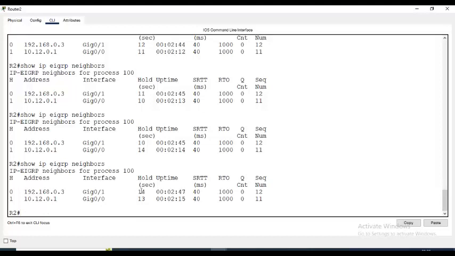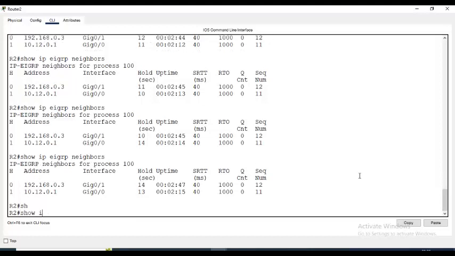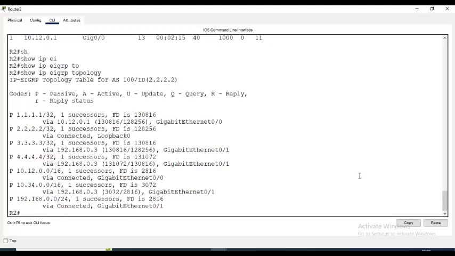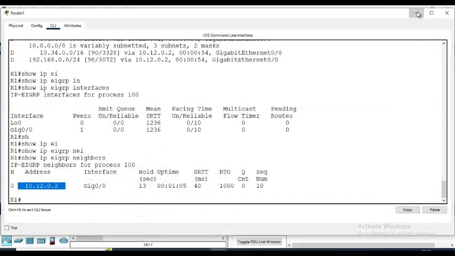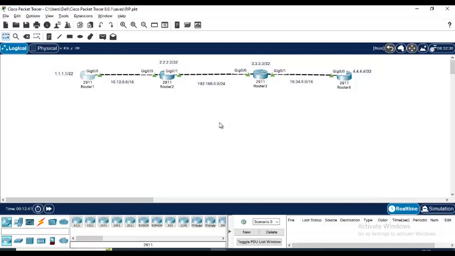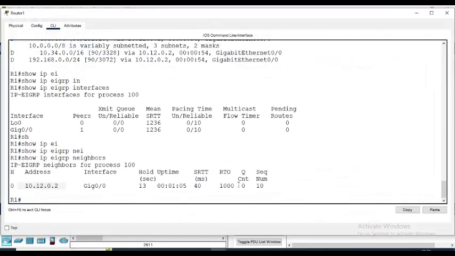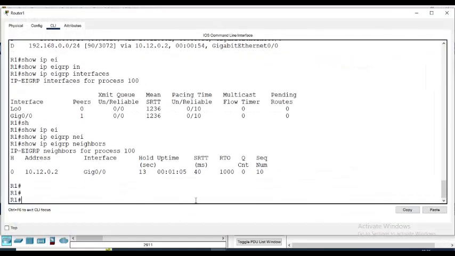Got it? Now show ip eigrp topology is the topology table. See, right now we have only feasible distance, meaning successors. There is no backup successor. See, in the topology, do you have any alternate route? No, there is only one path, a straight path. We don't have multiple paths. If you have multiple paths, then there are chances that you will have a feasible successor.